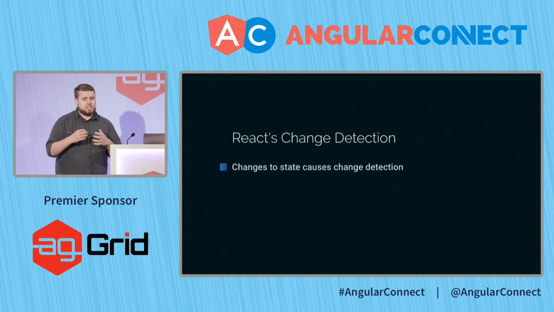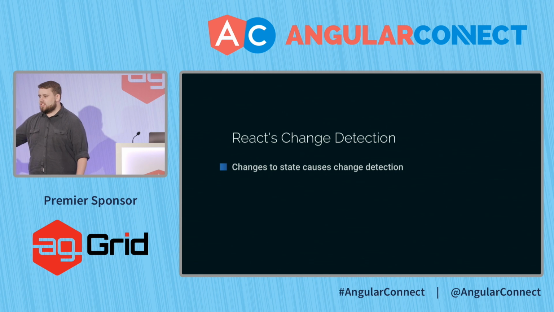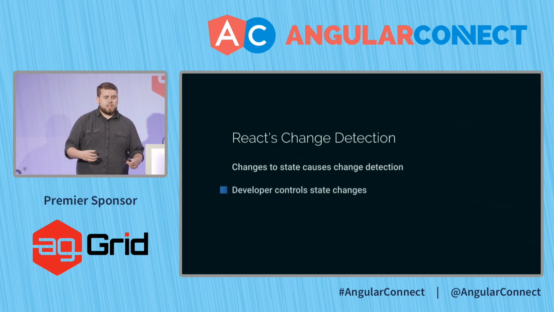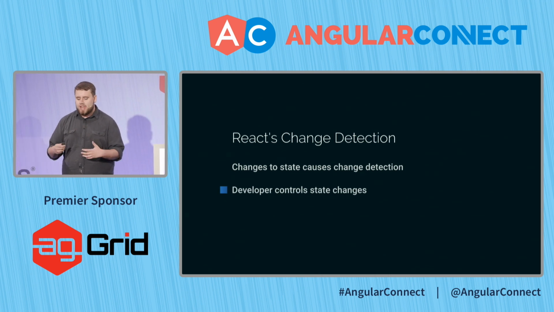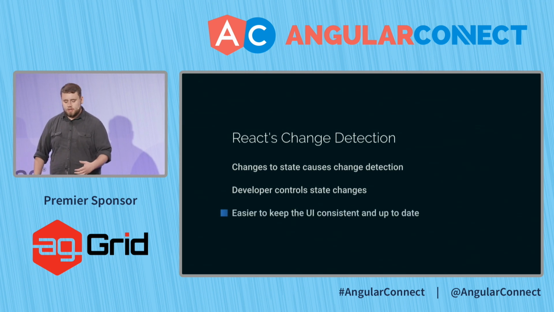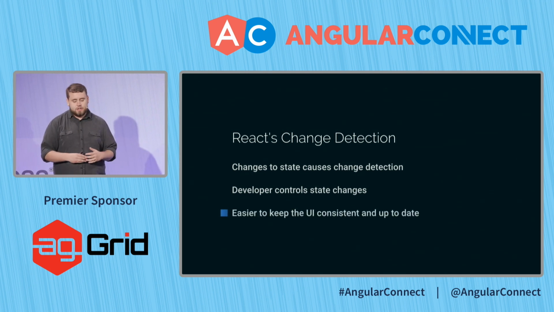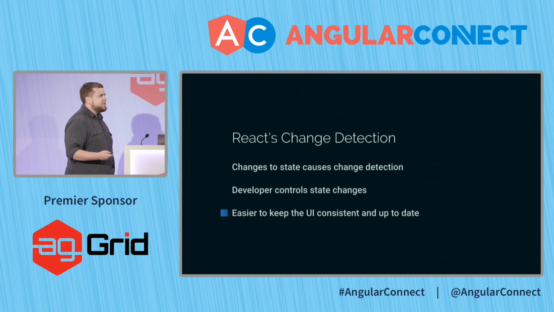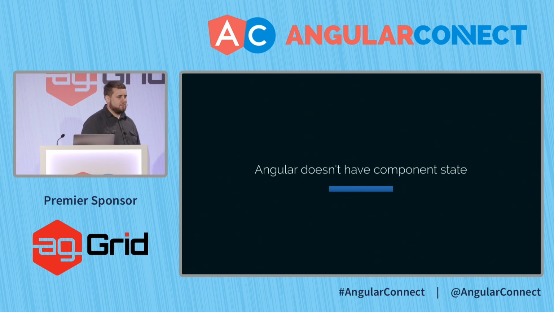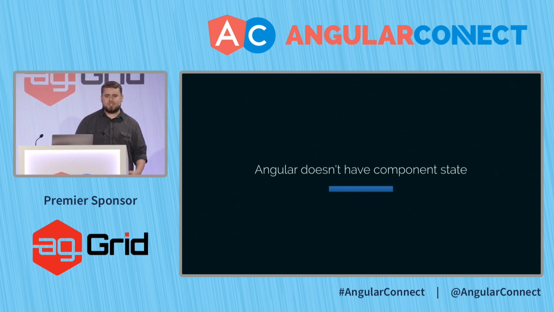So there's some pretty interesting benefits to this approach. First, changes to state are what causes change detection to run, not asynchronous operations. This means that the developer has full control over when change detection actually runs, because they have control over state changes. This can make it a little easier to keep the UI consistent and up to date in a performance-sensitive way. So that's a pretty interesting approach, but if we were to try to do this in Angular, it would have to overcome the problem that Angular doesn't have component-level state. We don't have a built-in low-level state mechanism for our Angular components.